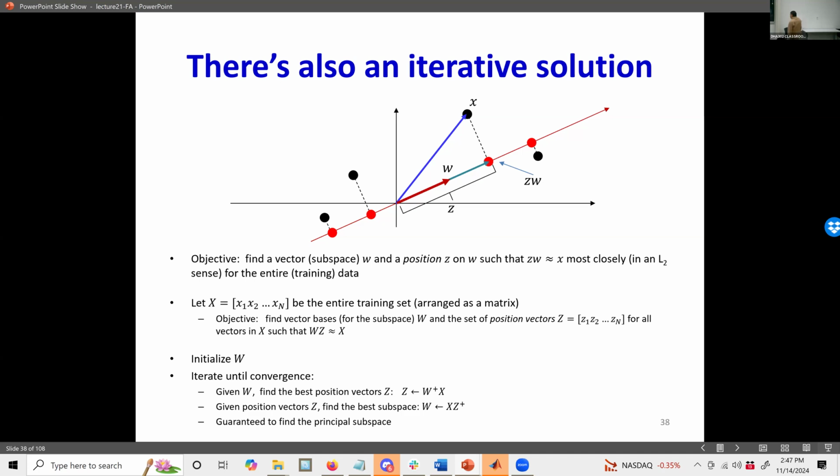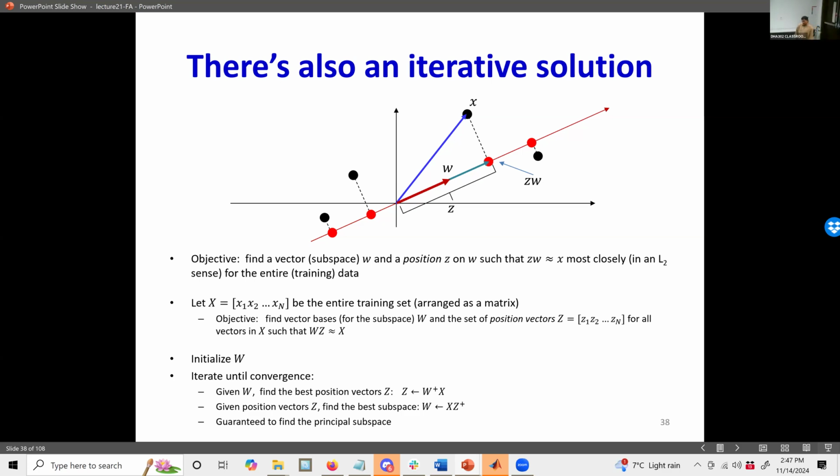And if I give you W, can I estimate Z? How would I do this? That'd be pseudo inverse X. Z is going to be W pseudo inverse X. Both of these are possible, right? And so that gives you an iterative solution. I can fix Z, I can estimate W, I can fix W, I can estimate Z.